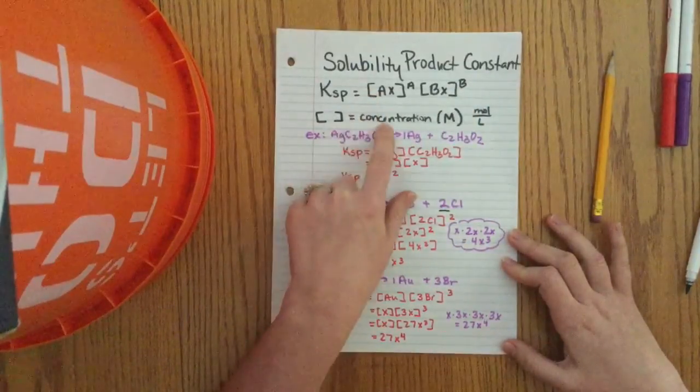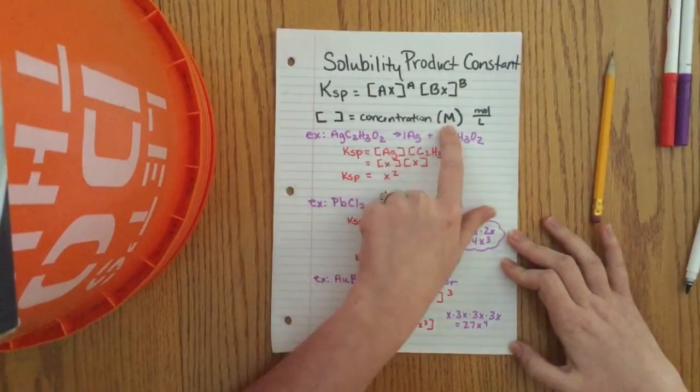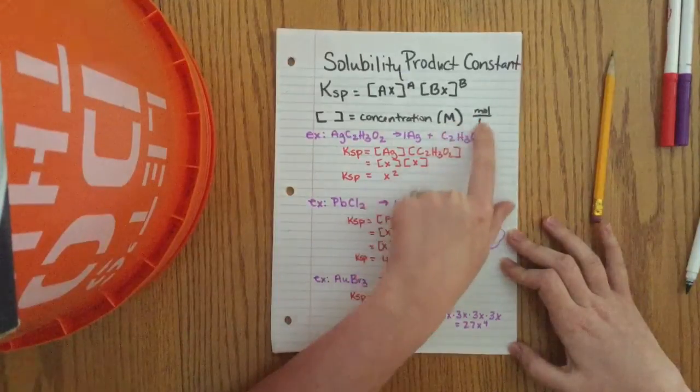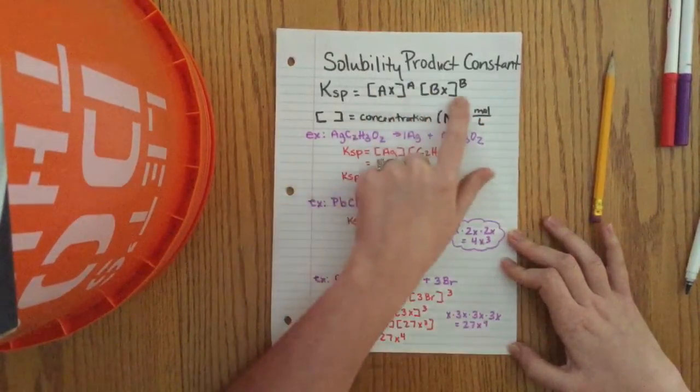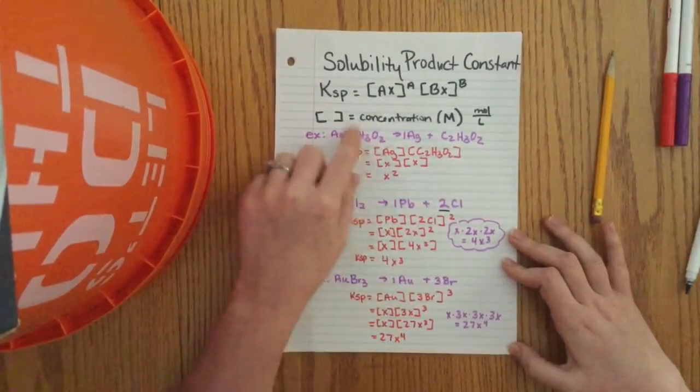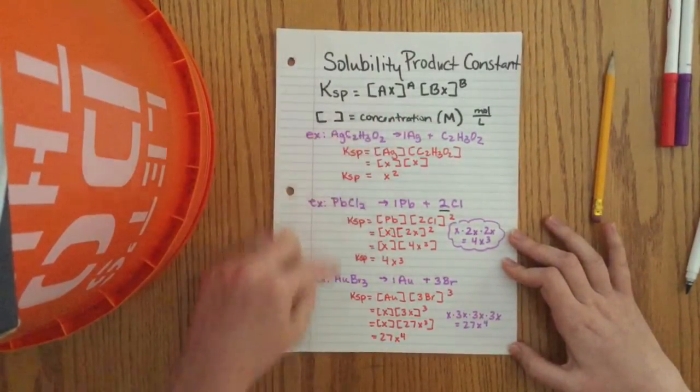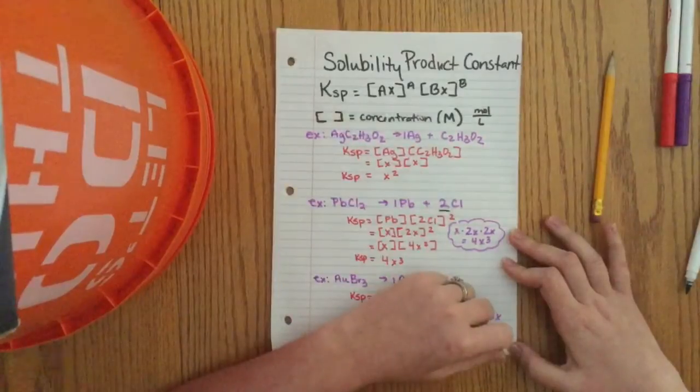Now we know that brackets mean concentration, and that concentration is always measured in molarity or moles per liter. But we have to know what the A's and the B's come from. The A's and the B's have to come from how the solution ionizes in water. So we're going to look at a couple of different examples to see when we would use those.